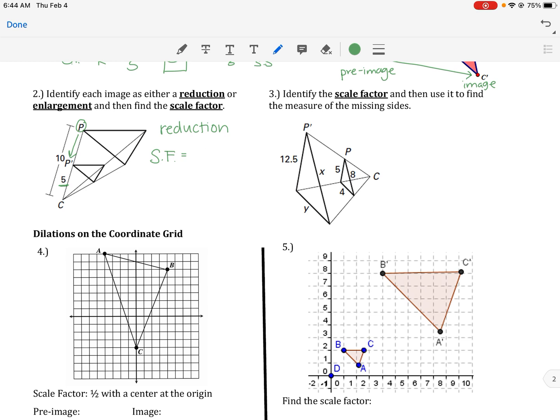And then something else here just to point out, notice they're saying that it's 5 away from the center. That's where it's dilating from. So kind of dilating it out from that point. So 5 over what they say is the larger one, or the old one, the pre-image, is 10, which you could say is the same as a half or 0.5.